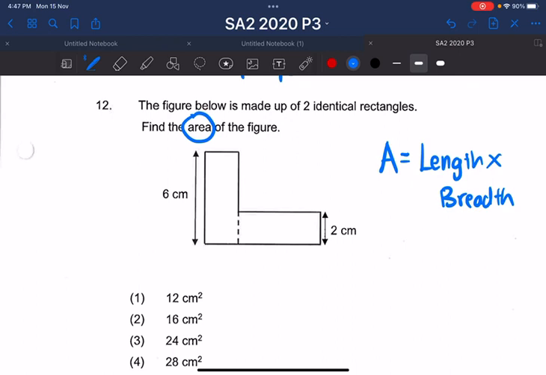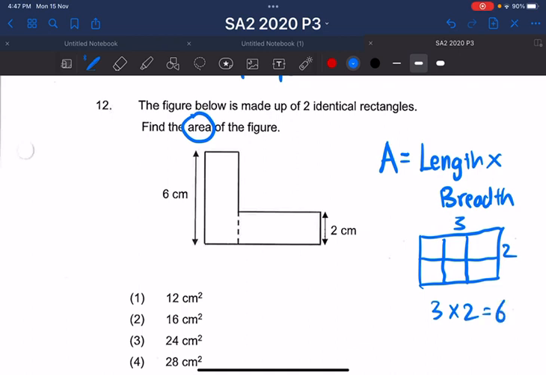If you can remember the example that we did in HBL, area is about counting the number of tables, right? So if the length is 3, the breadth is 2, area will be 3 times 2 equals 6. So without counting the tables 1, 2, 3, 4, 5, 6, you can just take 3 times 2 equals 6. So we are taking the length times the breadth. Now same here, to find the area, we will do length times breadth.